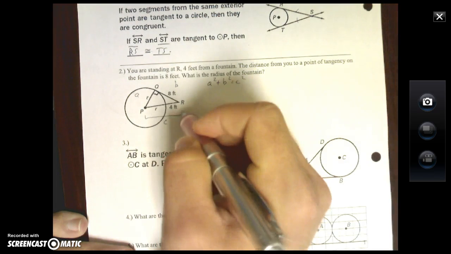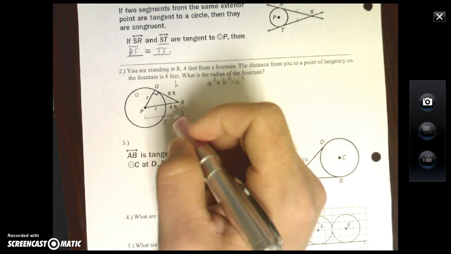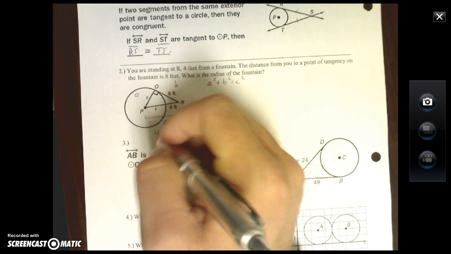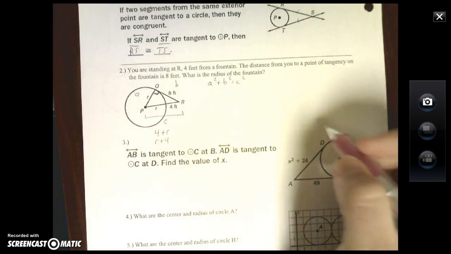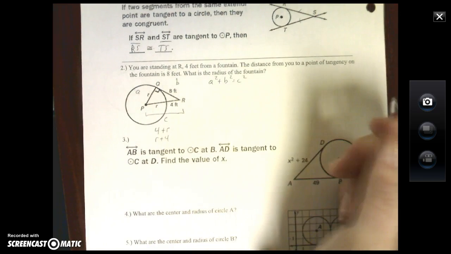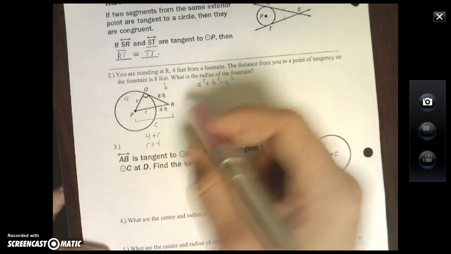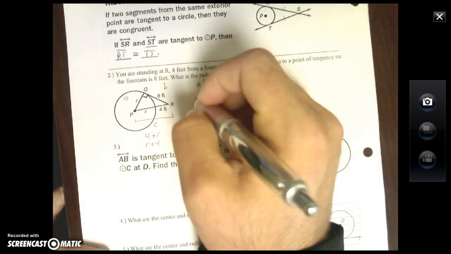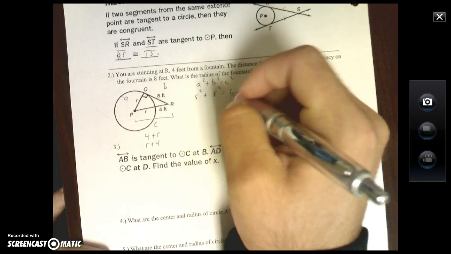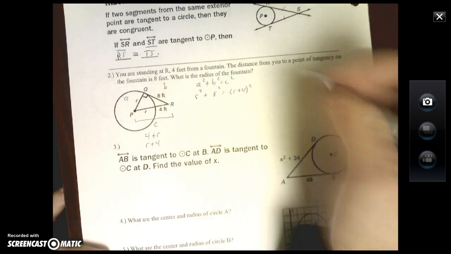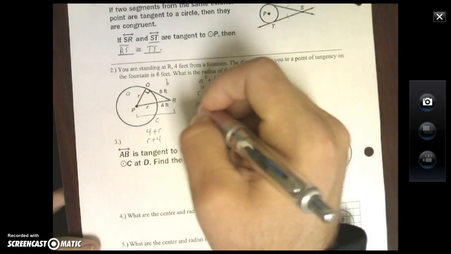The difficulty is realizing, what is my C? Well, it's these two things added together. So it looks something like this. 4 plus R or R plus 4. Okay, because I'm just adding them together. So I'm going to plug everything into my equation. Let's see here. A is R squared, B is 8 squared, and down here I've got R plus 4 squared. Clean that up a little bit.